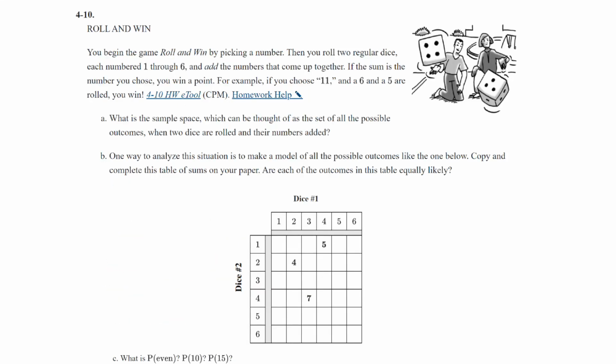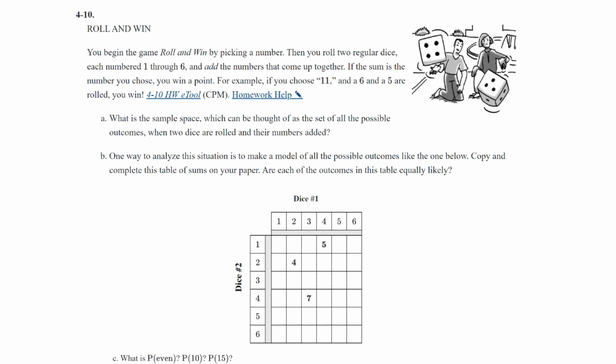Question 10. Roll and win. You begin the game roll and win by picking a number. Then you roll the 2 regular dice, each numbered 1 through 6. You add the numbers that come up together. If the sum is the number you chose, you win a point. For example, if you choose 11 and a 6 and a 5 are rolled, you win. What is the sample space, which can be thought of as the set of all possible outcomes when 2 dice are rolled and their numbers added?